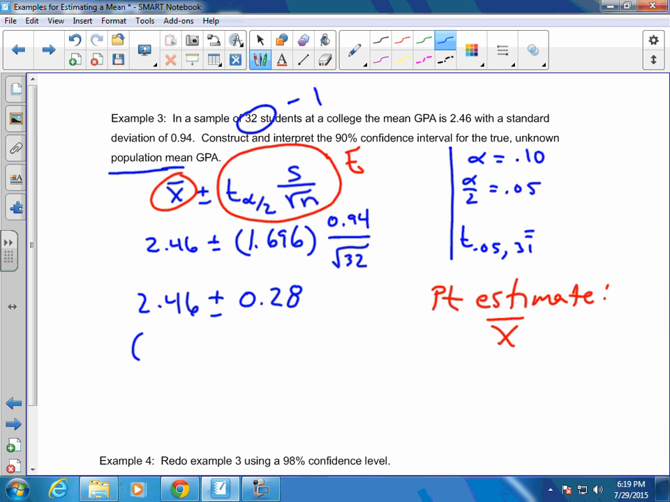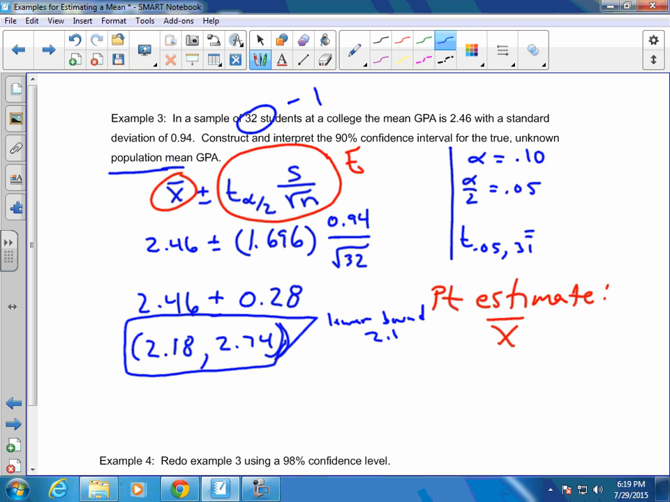And then it's the same logic. If we subtract that, we're going to end up with 2.18. If I do the 2.46 and I add the 0.28, we're going to end up with 2.74. There is my 90% confidence interval. Now, what the textbook does sometimes is they say lower bound 2.18, and then they say upper bound 2.74. I mean, that's technically correct, but I like putting it together in an interval if it's called a confidence interval.